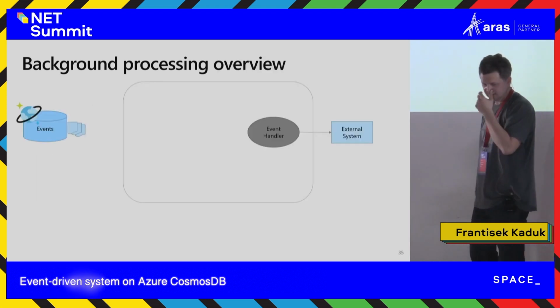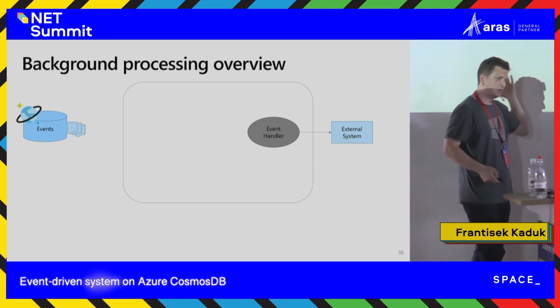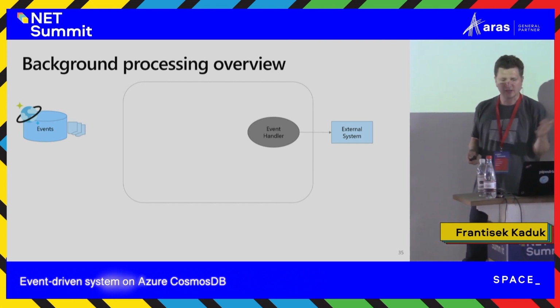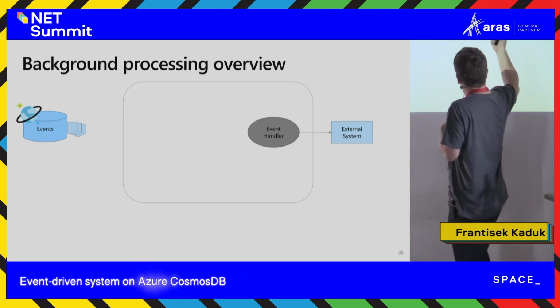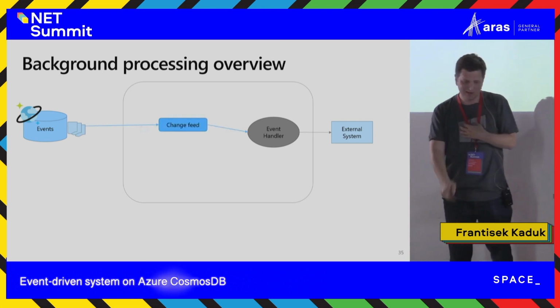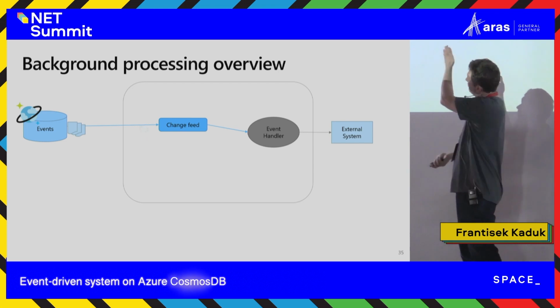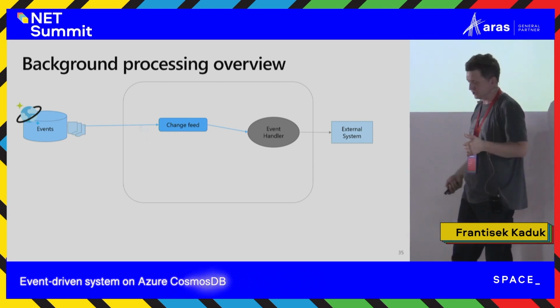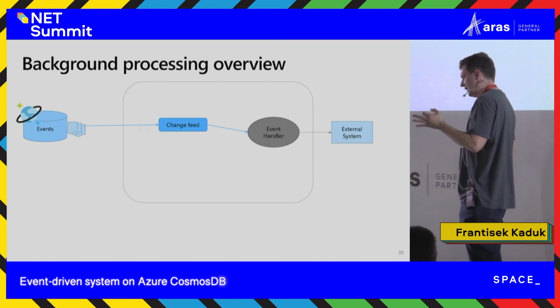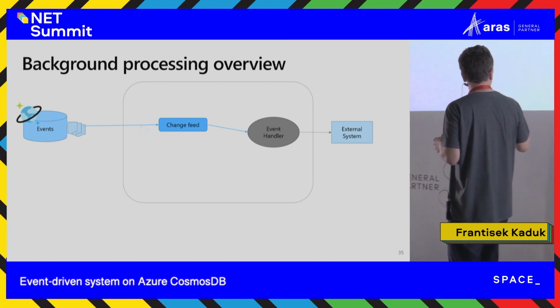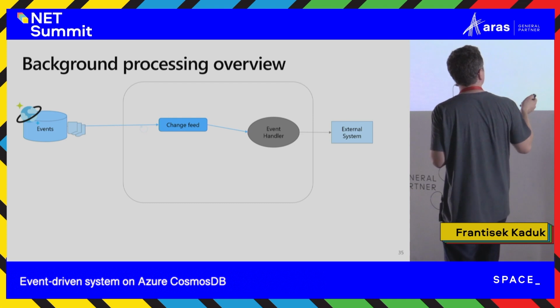So let's look at how the system will work. On one side we have the events. On the second side we have our business logic, like an event handler, which will be calling an external system. We know that we will be reading these events through the change feed. Everything is fine, everything is good. What will happen if this system goes out?